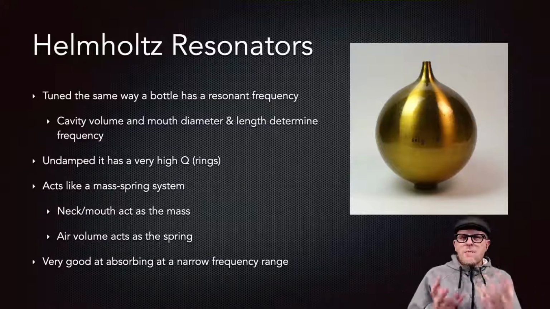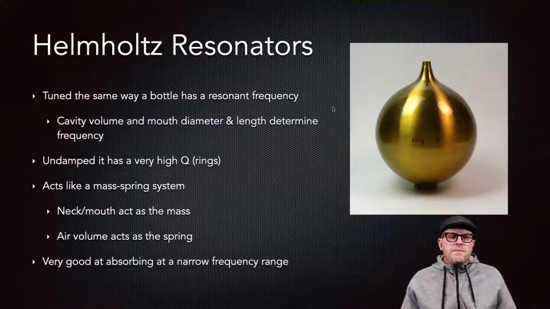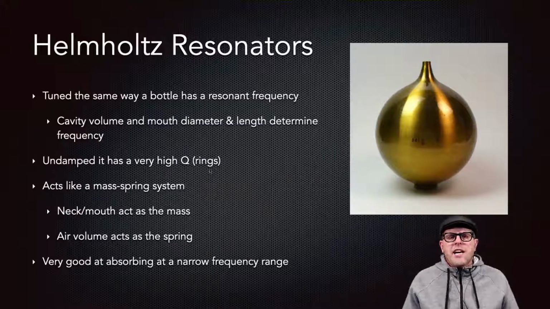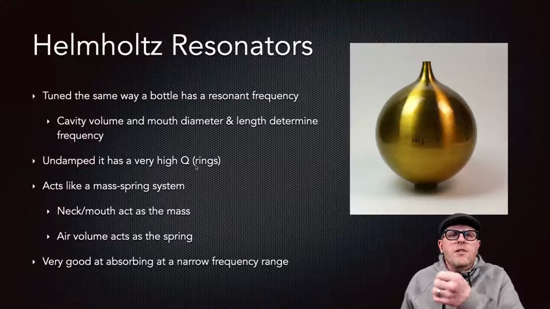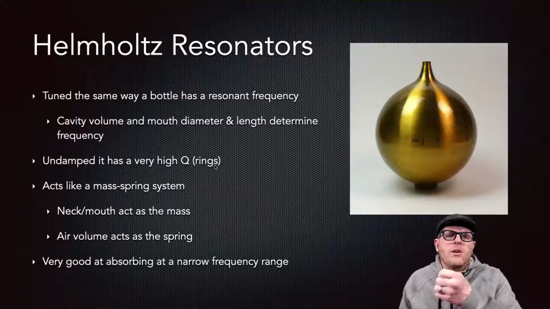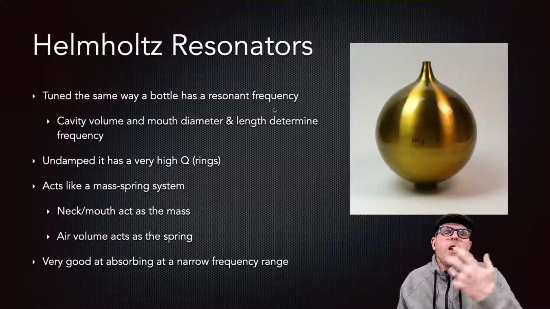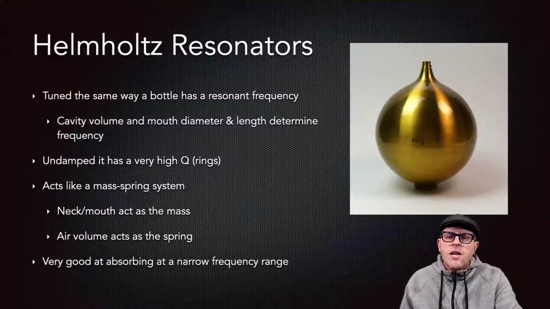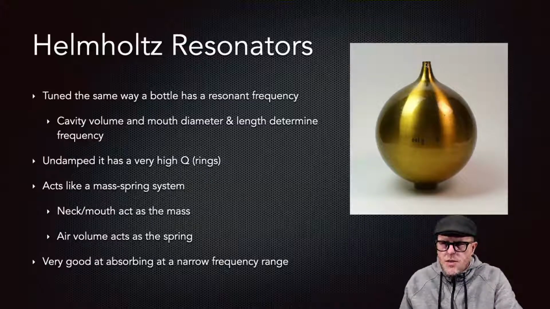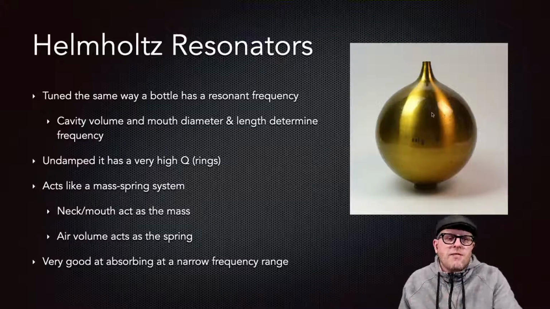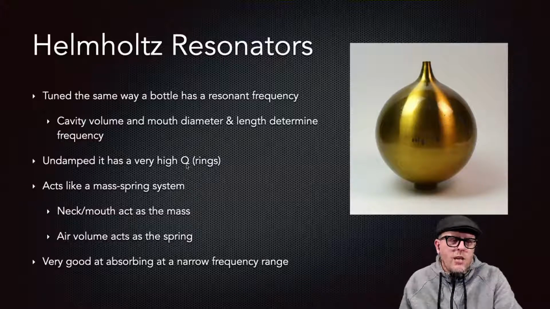So we can think of this as a mass spring system. Undamped, it has a very high Q and it rings. Blowing across a beer bottle will set that thing into oscillation. That's essentially what we call a Helmholtz resonator. So right here, this is the neck, this is the mass, and this is the spring of the air inside. It resonates at a very particular frequency, and that's what we call high Q.